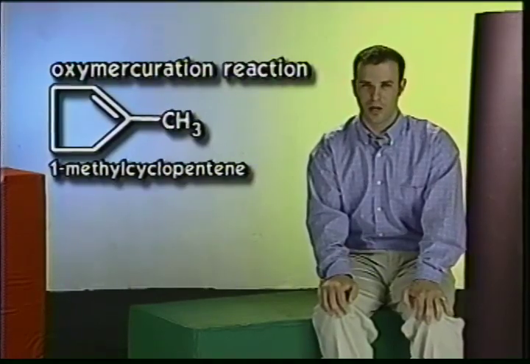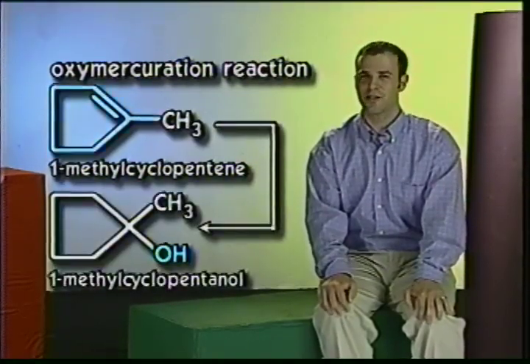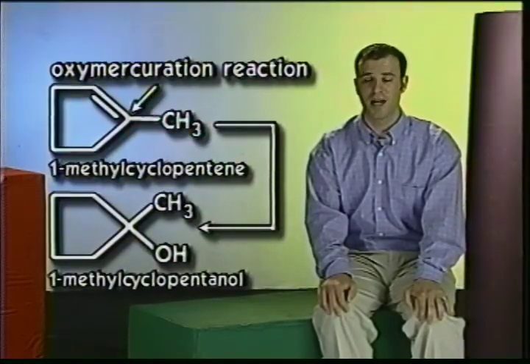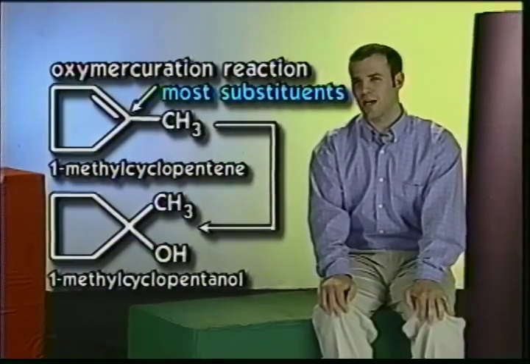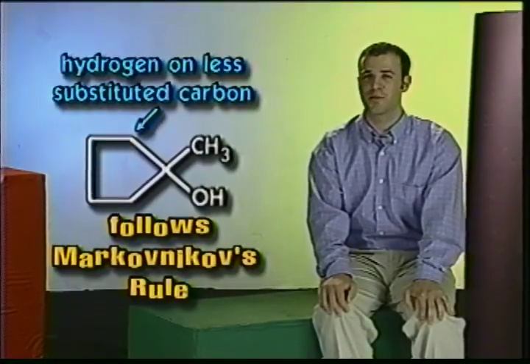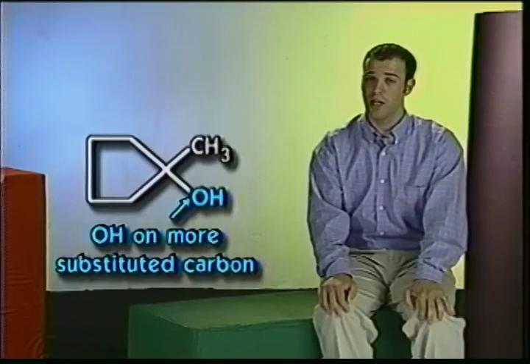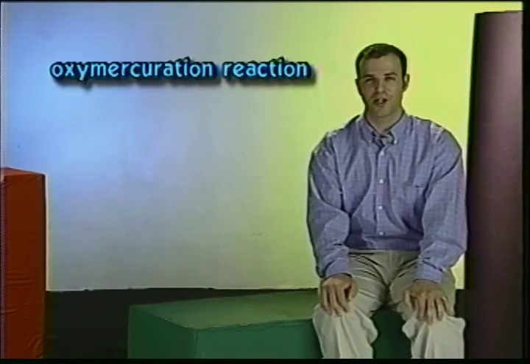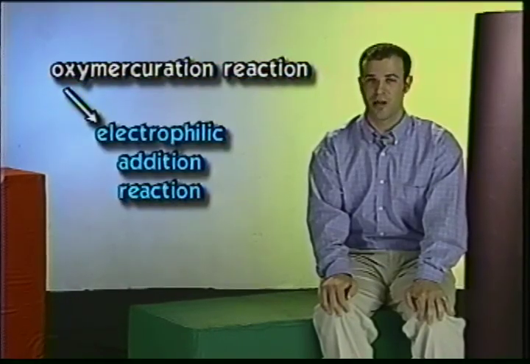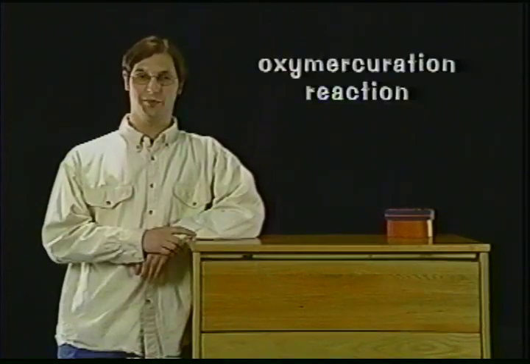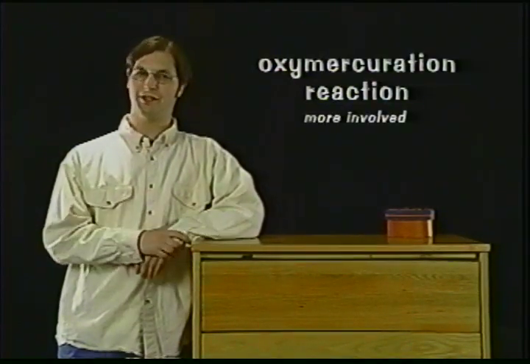About 200 more words. The OH group will add to the carbon on the cyclopentene ring, which is attached to the methyl group, because that carbon has the most substituents. Notice how the final product follows Markovnikov's rule and sticks the hydrogen on the less substituted carbon of the double bond, and the OH group on the more substituted carbon of the double bond. The oxymercuration reaction is an electrophilic addition reaction, because the electrophile, mercuric acetate, adds to the alkene in the first step of the reaction.